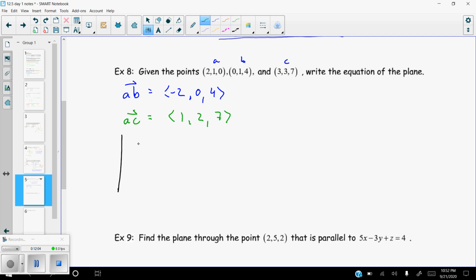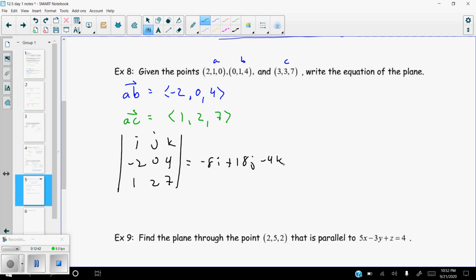So we're going to have our determinant, I, it's supposed to be an I, man, this pen just drags. I, J, K, negative 2, 0, 4, 1, 2, 7. All right, so let's see. Eliminating the I row and column, we're going to get 0 minus 8, so minus 8I. Minus for the J, so eliminating the J row and column, we're going to get negative 14 minus 4 is negative 18, so that negative becomes a positive. And then eliminating the K row and column gives us negative 4 minus 0, so minus 4K.